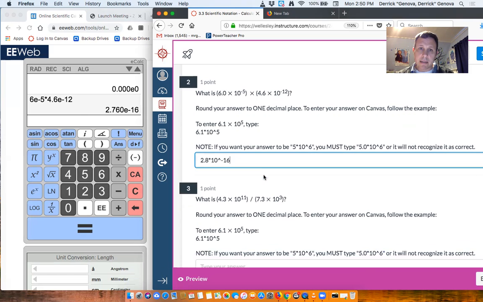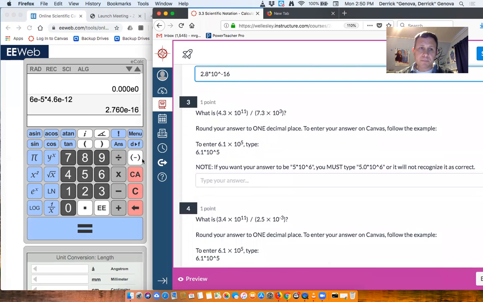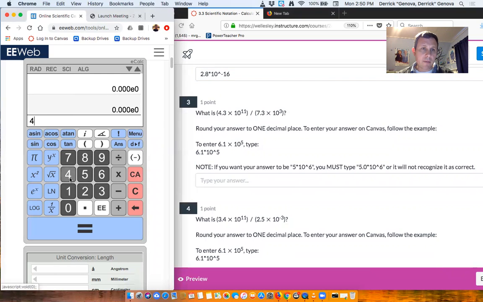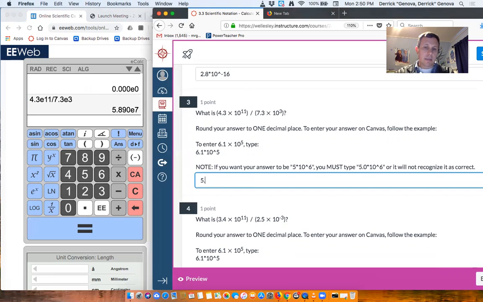So that's the process. Again, now I'm going to divide. So it's no different when you divide. 4.3 E11 divided by 7.3 E3. I hit enter. And again, if it wasn't in scientific notation to start, you just click until it says SCI and you get it. So 5.9 times 10 to the 7th.